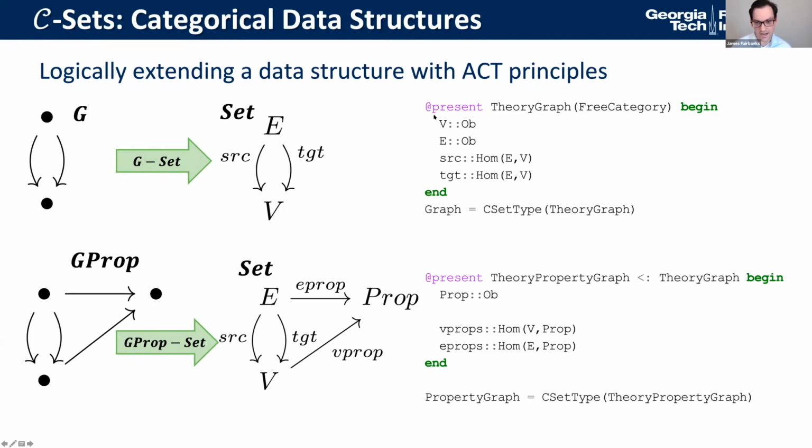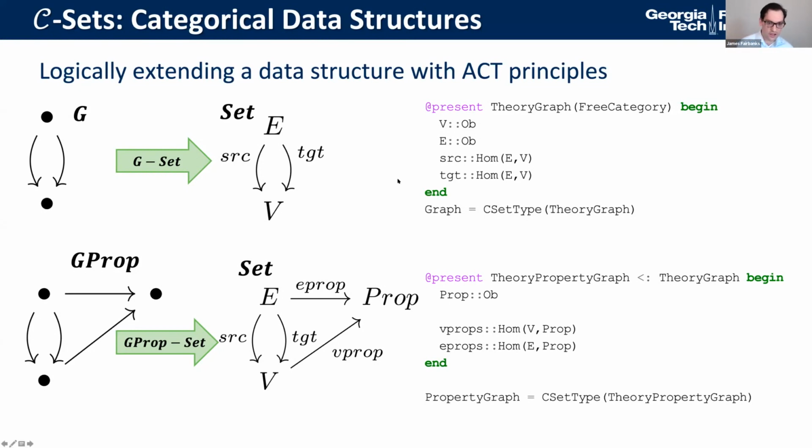And so you can encode this in Catlab as the theory of graphs, which is a presentation of a free category where the objects are V and E and the homs are source and target. And then you can dynamically generate a Julia type Graph, which is a C-set of type theory graph. So that's a type in Julia that's parameterized by a presentation of a free category, and this type Graph is dynamically generated.